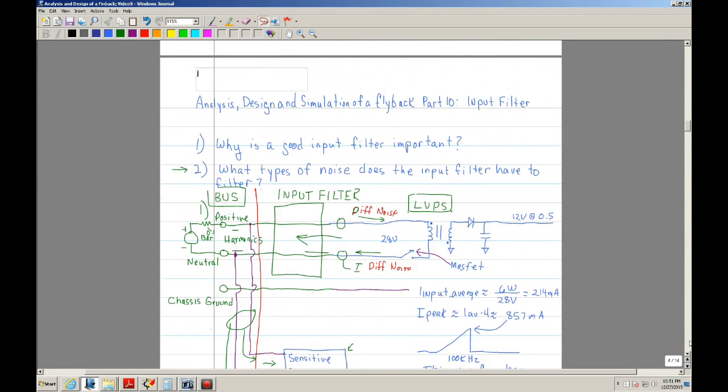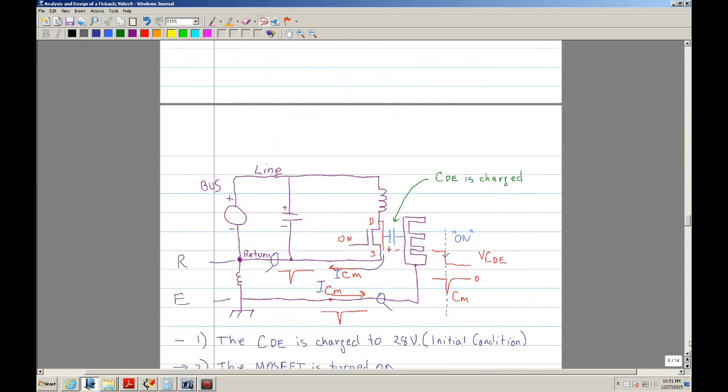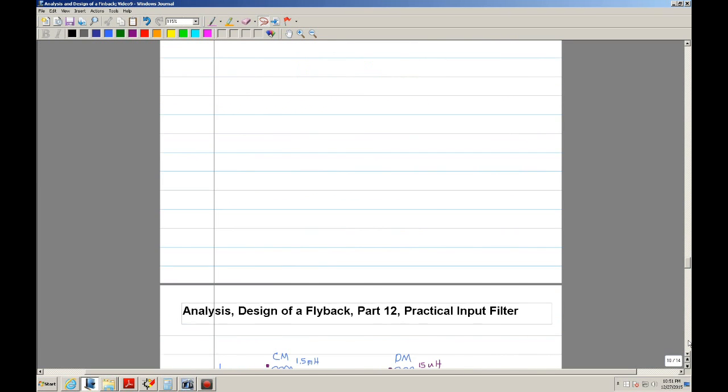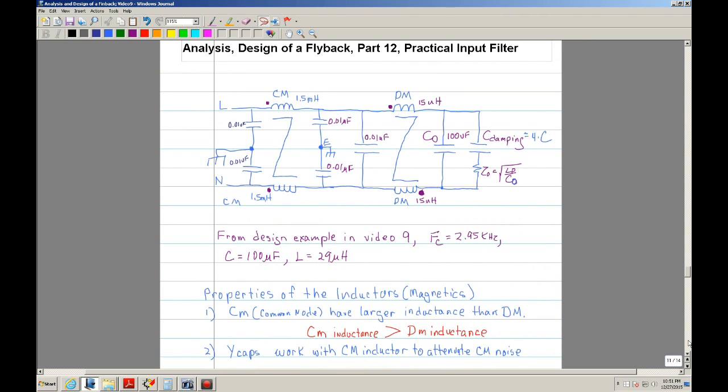Okay, so I broke it up into basically two main parts, a differential mode and common mode. Now here we put both filters together. And in this section, I'll put a little green or purple. This part you can consider as the differential mode noise, and this part would be the common mode.